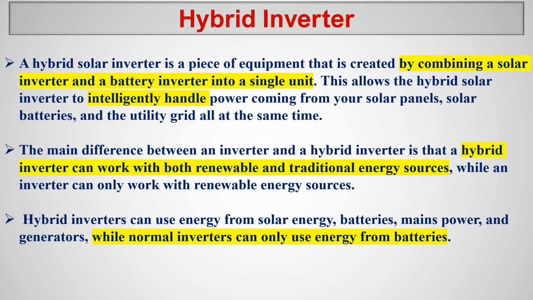So the hybrid inverter handles both functions intelligently. It can convert the solar panels' DC power into AC, as well as pull power from the battery and convert it into AC. So whenever you want to supply power from two sources, the hybrid inverter is the most suitable option. The main difference is that a hybrid inverter can work with both renewable and traditional energy resources. A normal inverter can only work with renewable energy resources.